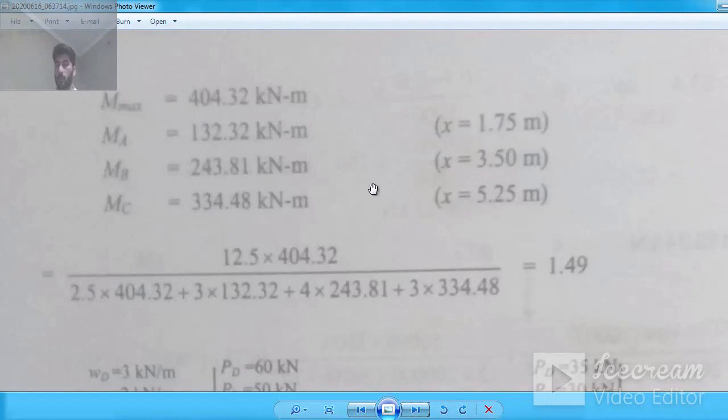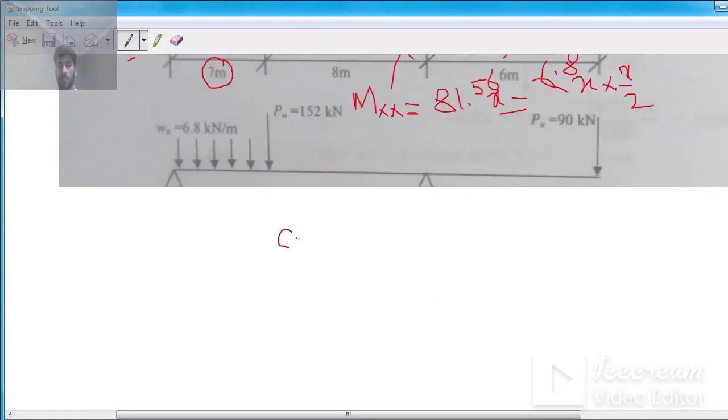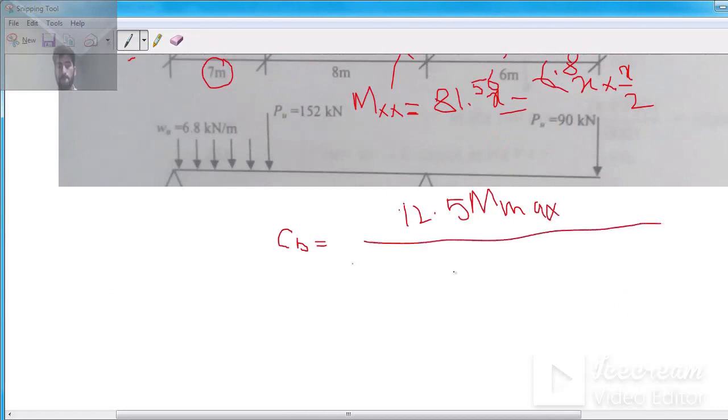Now this is the formula for CB. You all know this formula. What is the CB formula? This is from the LRFD manual. I show its reference; please check it in lecture number 3 and 4. Here we have M max, plus some constant times MA, plus some constant times MB, plus some constant times MC.